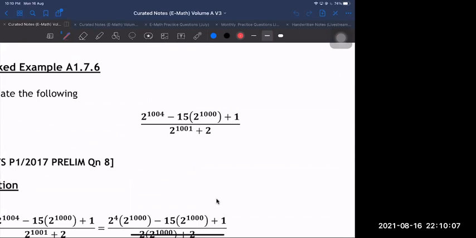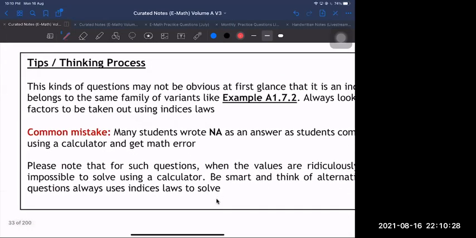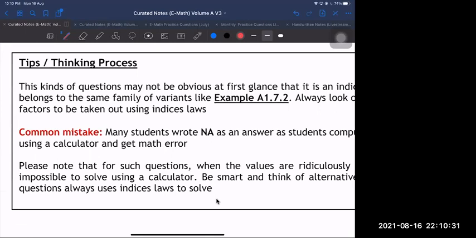And a lot of students actually wrote NA for this answer, because there are some jokers that actually go and type this whole sum into the calculator. So sometimes when you're very desperate, you will start typing random things into the calculator, and you actually get an NA, which is impossible. And then there are students that actually wrote down NA as their answers, which is a bit strange if this is an evaluation question. So how will you approach this question?